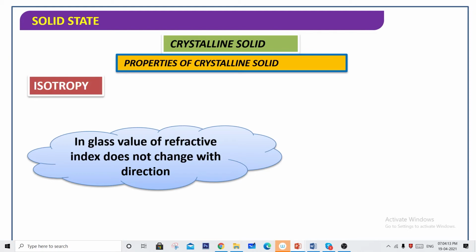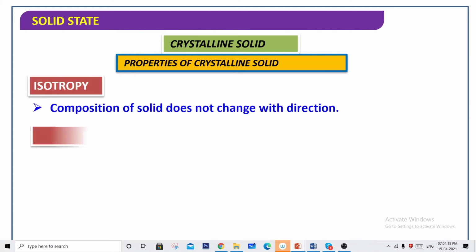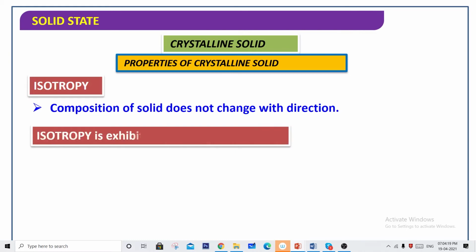Why does it show this? Because the composition does not change with the direction. And this is shown by the amorphous solid, where we have irregularity in all the directions. Amorphous solids have irregularity in all directions.